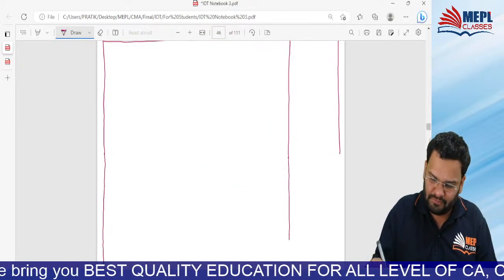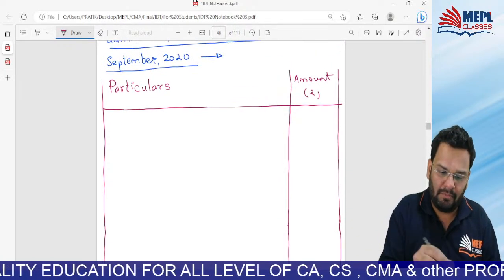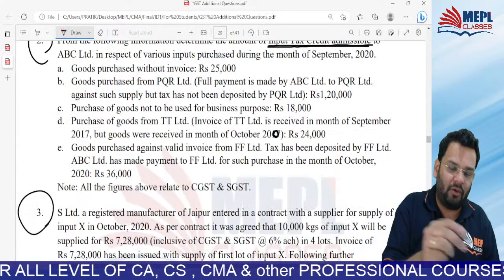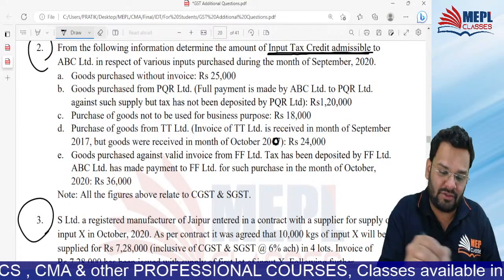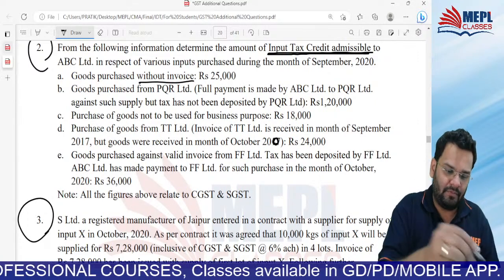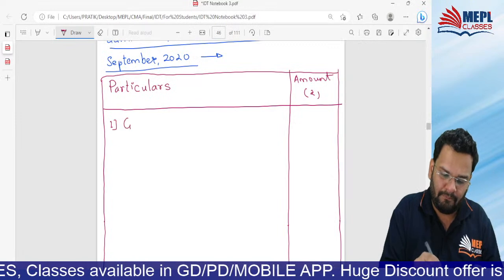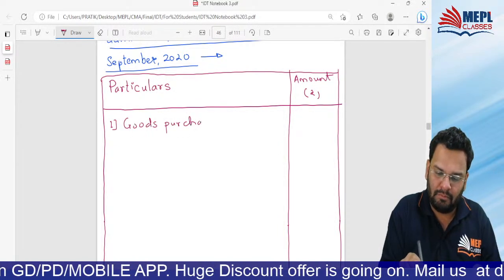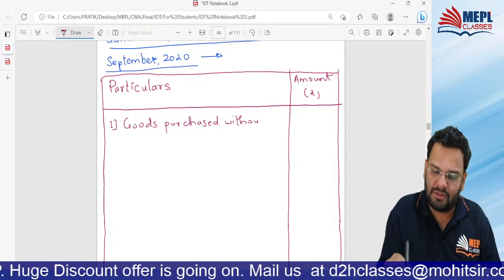A point. In A point, what is the issue? In A point, goods are purchased without invoice. So, please mention there, goods purchased without invoice.